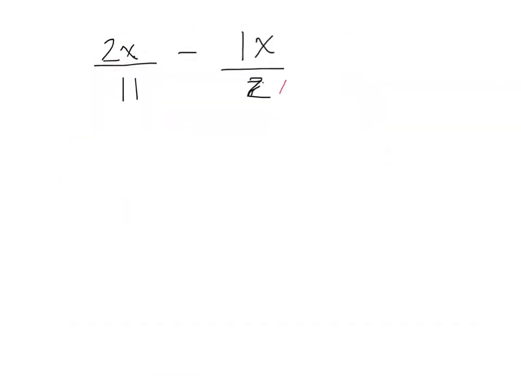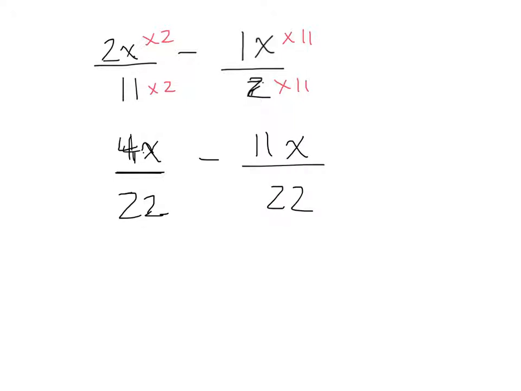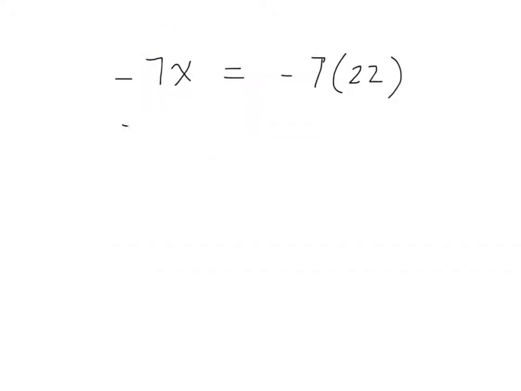So we know they have a common denominator of 22. Multiply this by 11. Multiply this by 2. So it would be rewritten as what? 4x over 22, take away 11x over 22. Okay. What's 4x take away 11x? Negative 7x. Is that what everyone got? So I'm going to go back. Negative 7x is equal to negative 154.